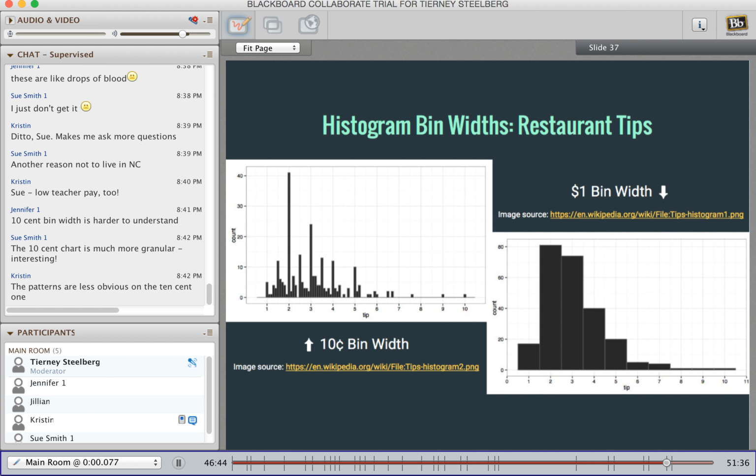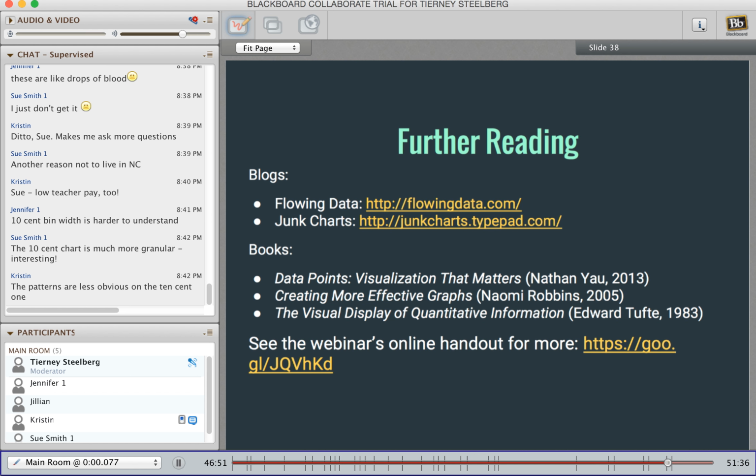All right. Those were all the chart and graph types I wanted to show you today. If you'd like to learn more, check out some of this further reading. It's all included in the handout from today's webinar, which Jillian will link to in the chat.